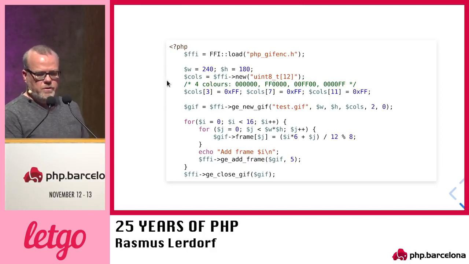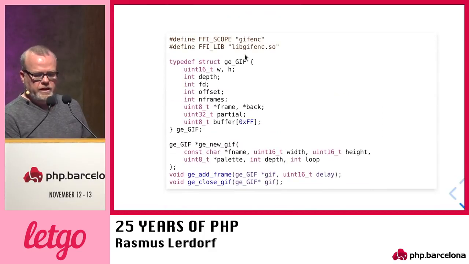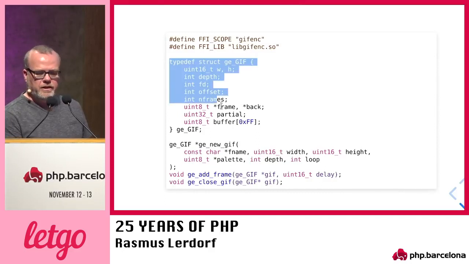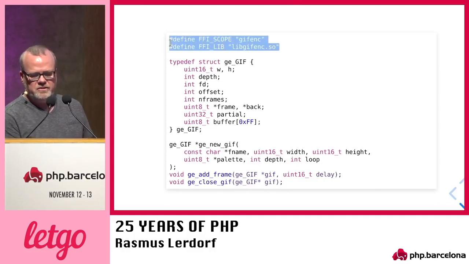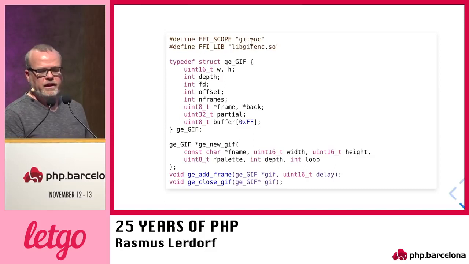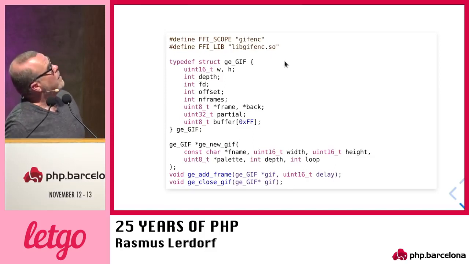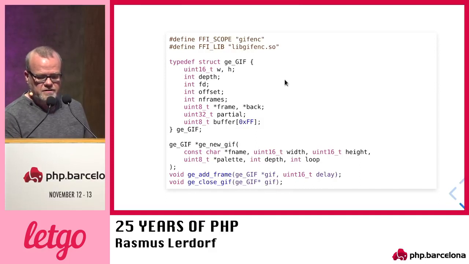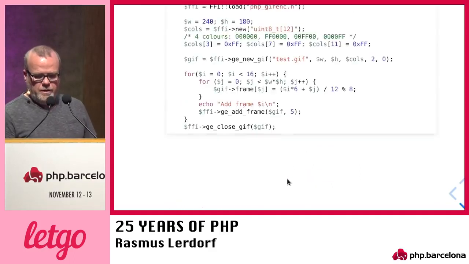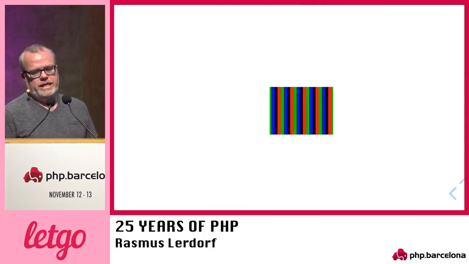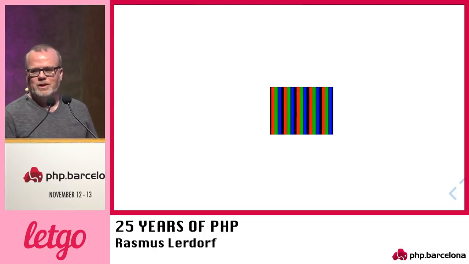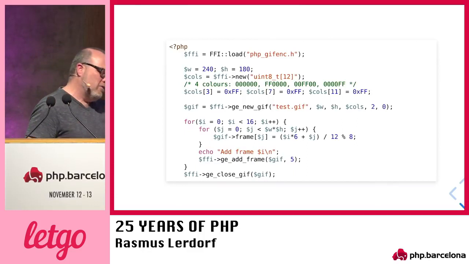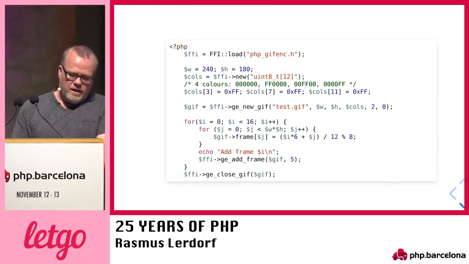So with this little bit of PHP code and this FFI load, which loads gifenc.h, gifenc.h looks like this. This is the exact header file that came from the library. The only thing I changed was I added these two lines at the top, which is basically just telling PHP that this is FFI scope gifenc, and my library is called libgifenc.so. Other than that, this is exactly what was provided from the library. So now, this bit of code, when you run it, you get that, right? Again, not super exciting, but it's kind of cool, actually. It's cool that you can directly link into C libraries this way.